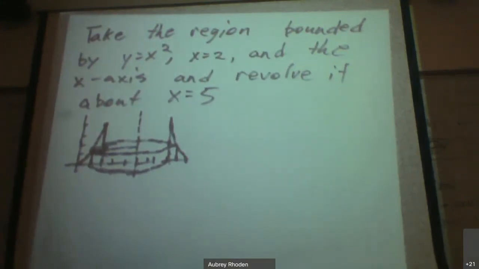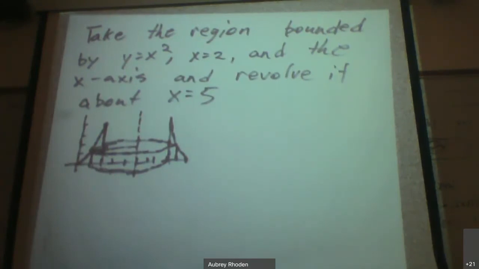All right, so now we're going to take the region bounded by y equals x squared, the same region, and we're going to revolve it around x equals 5. Now, the general rule for this is that if you are revolving around a line that is to the right of your area, it is going to be subtraction. If you're revolving around a line that is to the left, it is going to be addition. You're going to add length to the radius in those cases, okay?